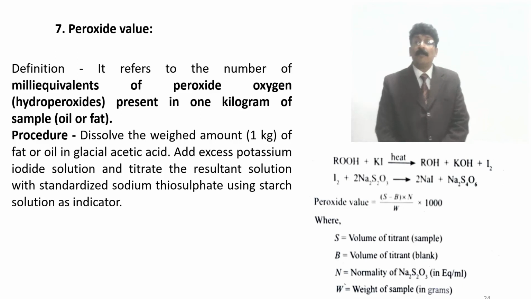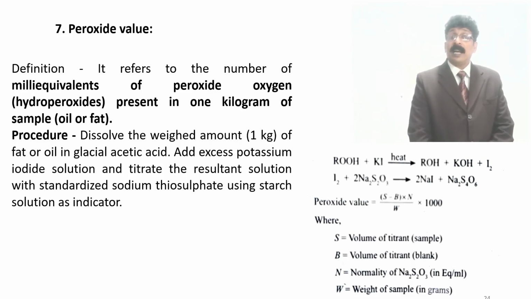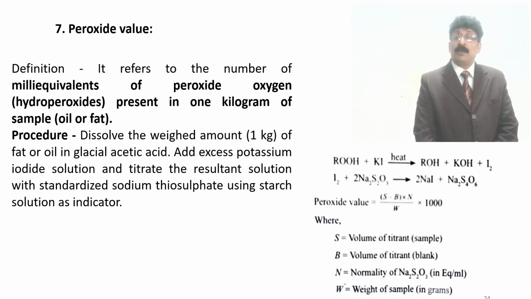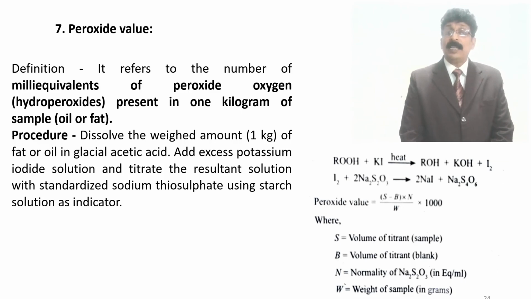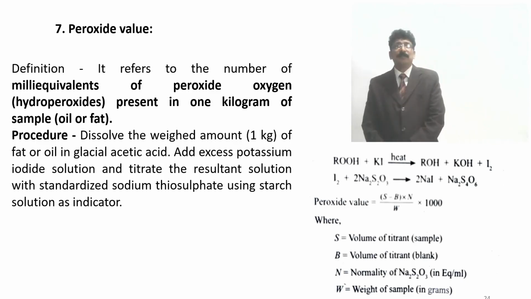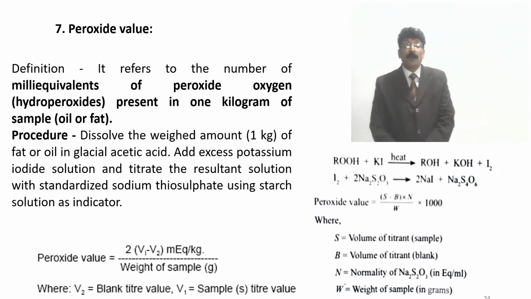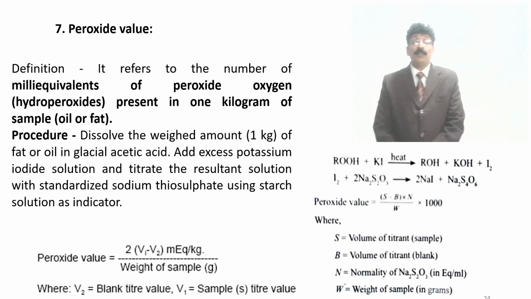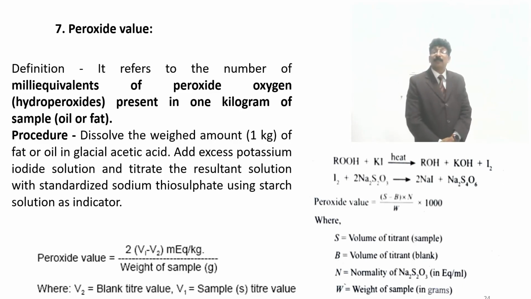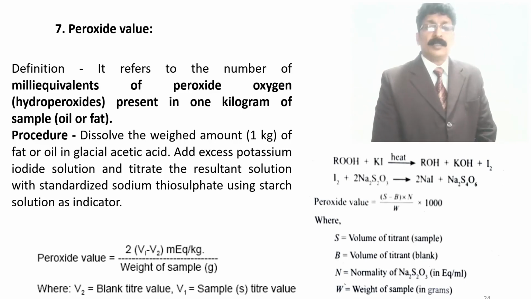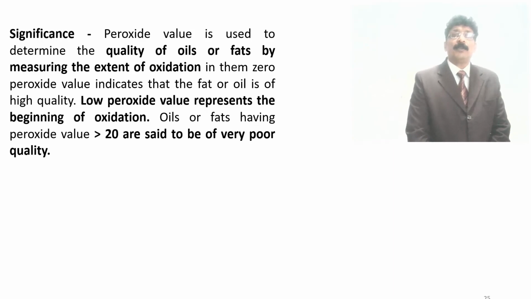to form sodium iodide and sodium tetrathionate. Peroxide value is calculated as (S minus B) into N by W into 1000. S stands for the volume of the titrant, B the volume of the titrant blank, N the normality of the sodium thiosulfate, and W the weight of the sample taken. Again the same formula: 2 into (V minus V1 minus V2), where V2 is the blank; the difference between blank and titer value, in equivalent weight per kilogram, divided by the weight of the sample. This is the peroxide formula we have discussed.